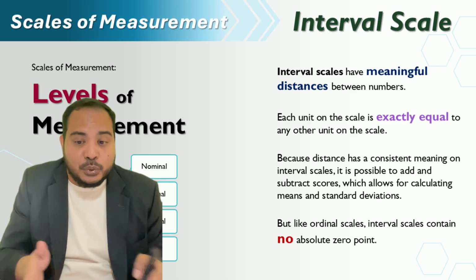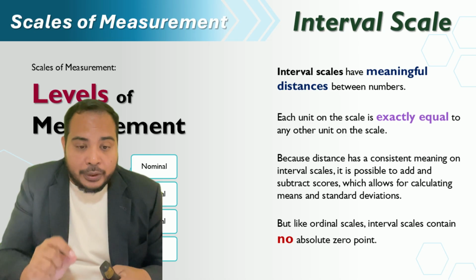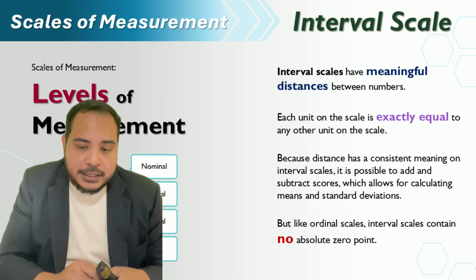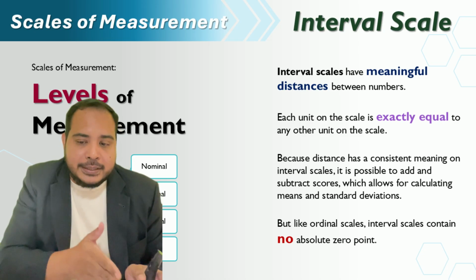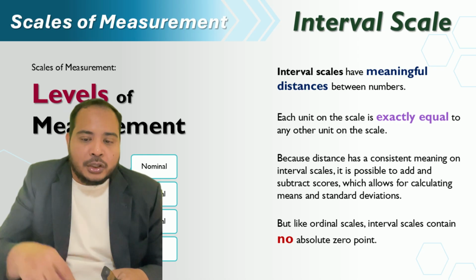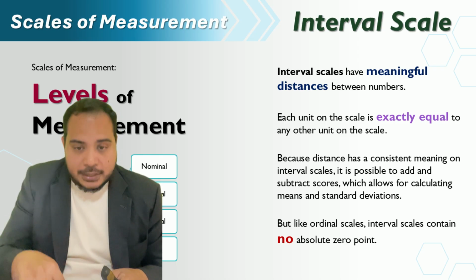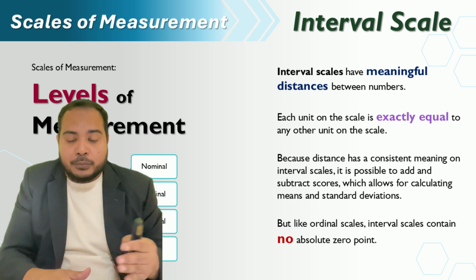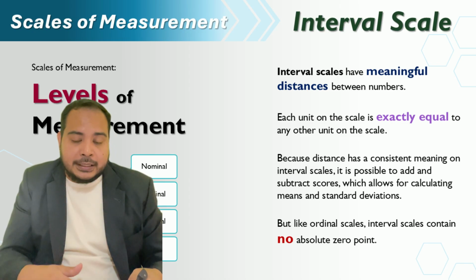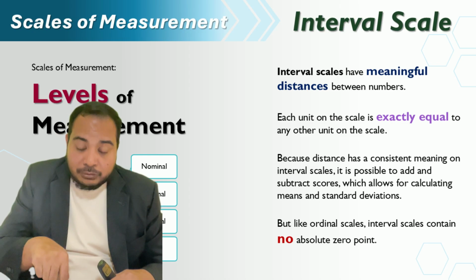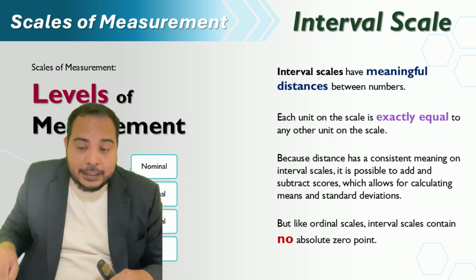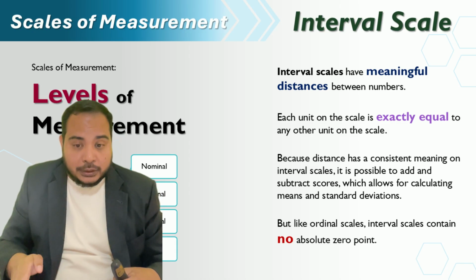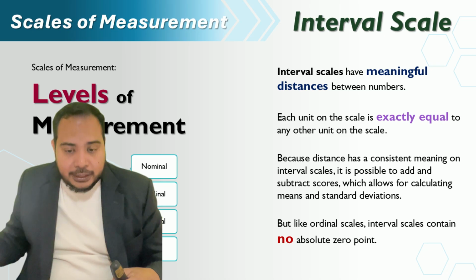This is not for interval scales. For interval scales, they have meaningful distances. So each unit on the scale is exactly equal to any other unit on the scale. So if you rank, for example, first is 90, second is 80, third is 70, fourth is 60, fifth is 50, the differences are equal: 10 points, 10 points, and 10 points.